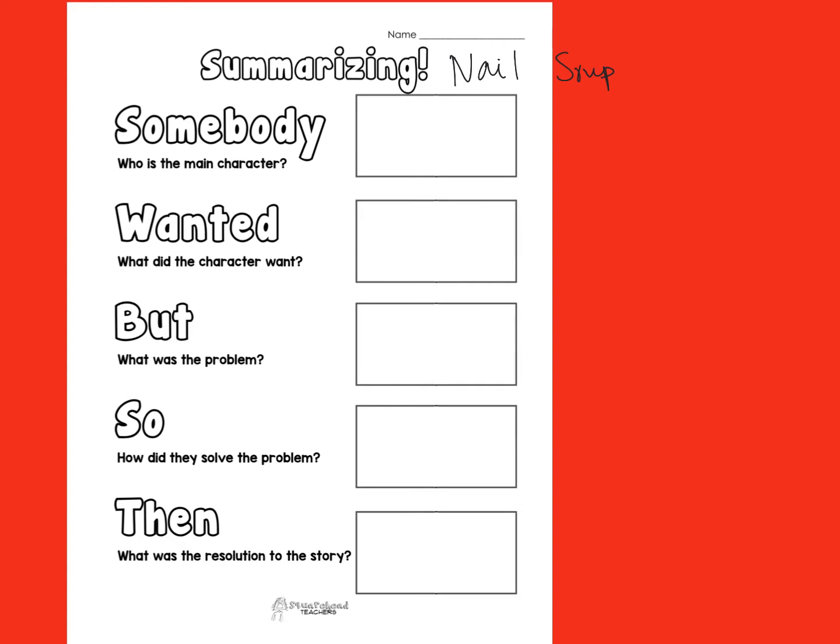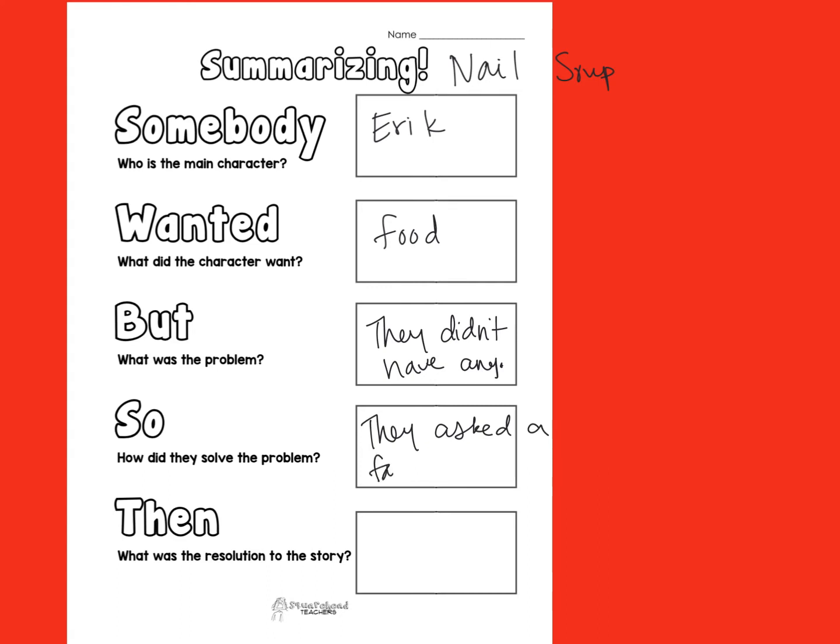So the first is our somebody. Who was the main character? Yep, Eric and his dad. And what did the main character want? He wanted food. But what was the problem? They didn't have any. So, what did they do to solve the problem? They asked a farmer and his wife.